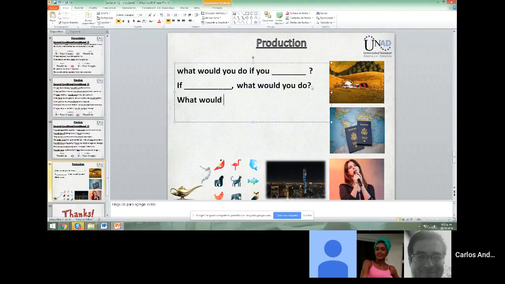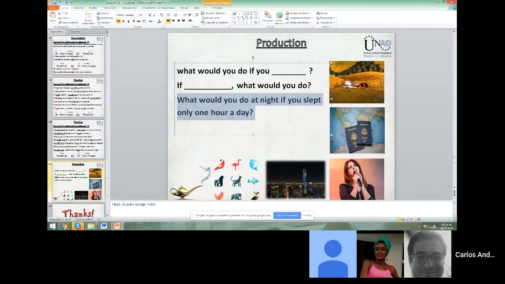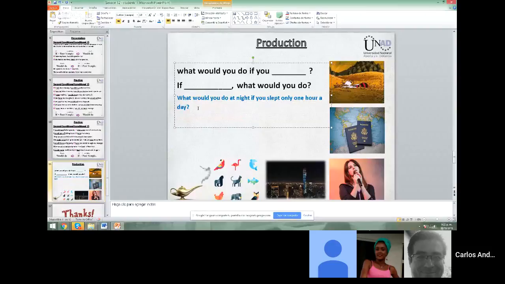What do you do if you slept only 1 hour a day? What do you do at night? Okay, this is my question, and this is a hypothetical situation. So what would you do at night if you slept only 1 hour a day?